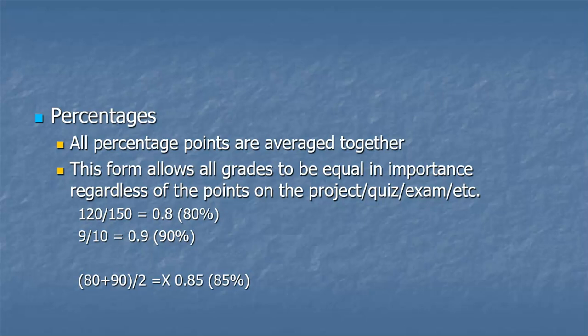Now, if you were going to a school where they do pluses and minuses, the first way with the points would be a B minus. This way, with the percentages, would be just a B. So it does have an impact on your grade. This is the method that we use for course grades in the respiratory therapy program.